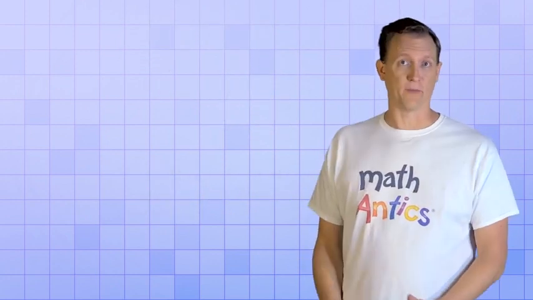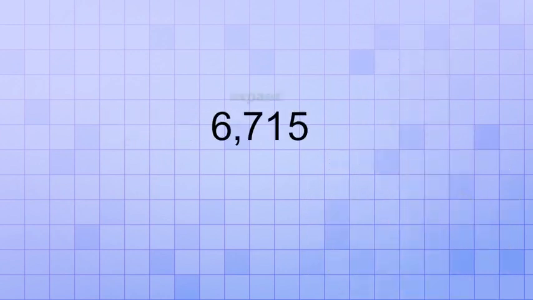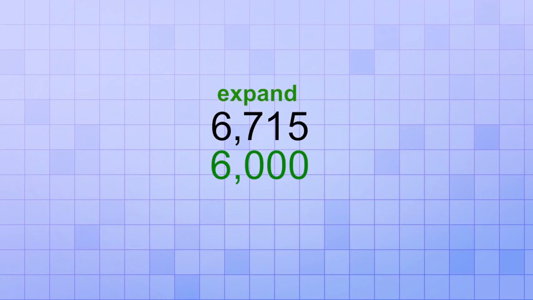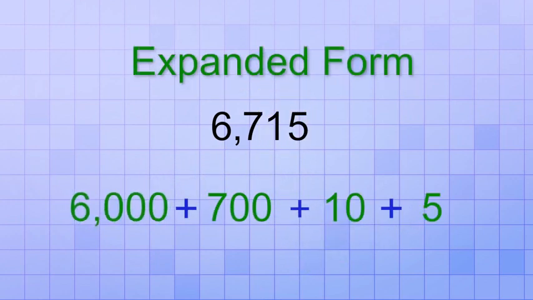Let's try writing another number in expanded form. 6,715. We can expand this into 6,000 because the 6 is in the thousands place, plus 700 because the 7 is in the hundreds place, plus 10 because the 1 is in the tens place, and 5 because the 5 is in the ones place. So the expanded form is 6,000 plus 700 plus 10 plus 5.